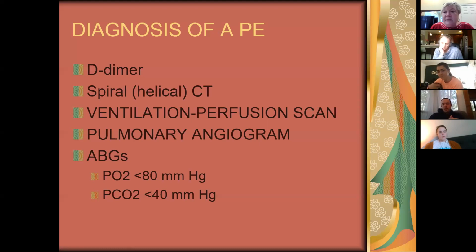So I'm hypoxic because I'm not getting any air. I'm hypoxic because my vessel's not moving, but I'm hypocapnic because I'm blowing off the CO2 that's in there.